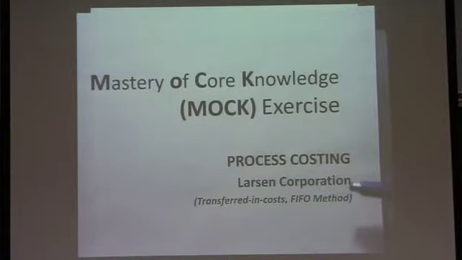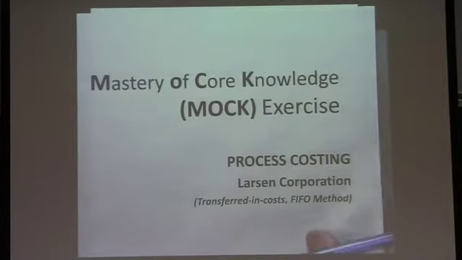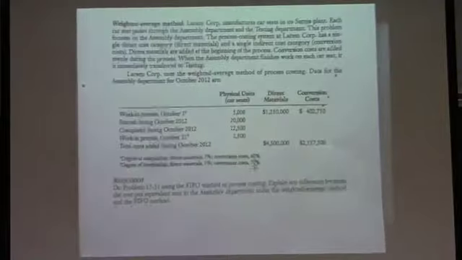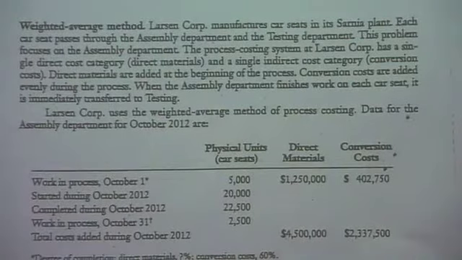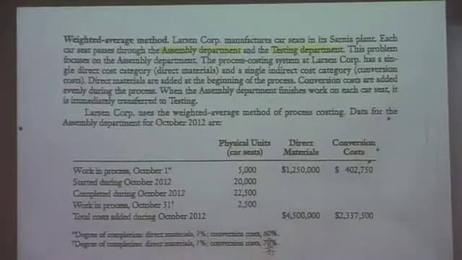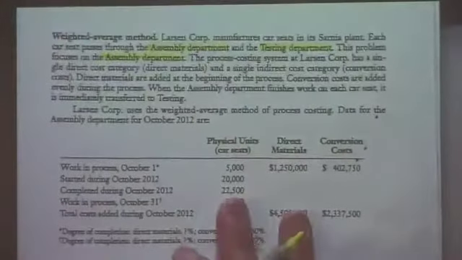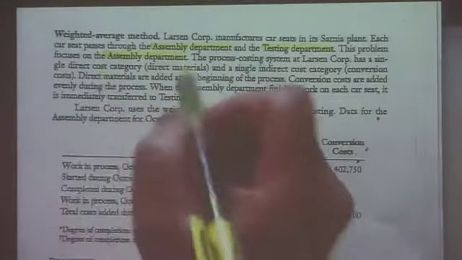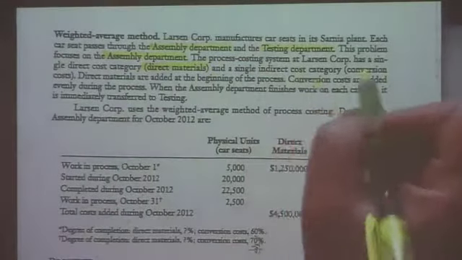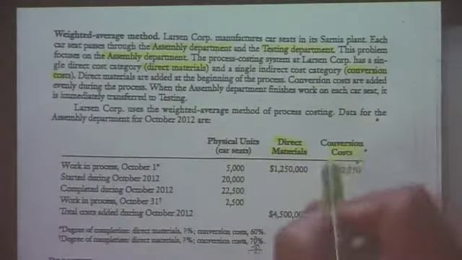This is the same case facts as the other two videos, except we're going to use the FIFO method in this case. So let's go back to the actual question. In this question, you'll see that Larson makes car seats, and each car seat passes through the assembly and the testing department. And this data is for the assembly department. The process costing at Larson has a single direct cost driver called direct material, and an indirect cost called conversion cost, and that's what these two are.